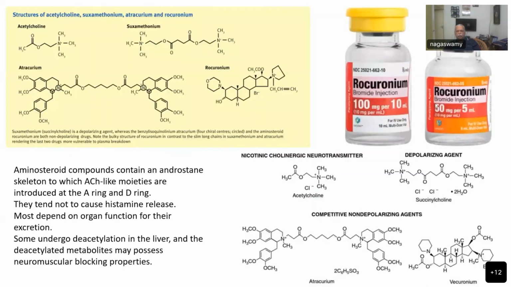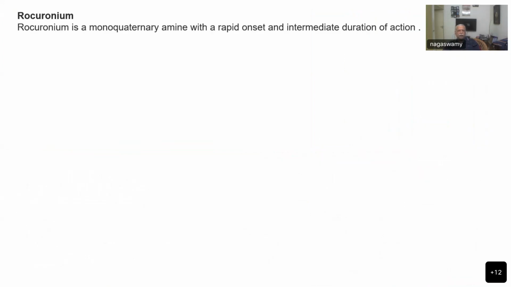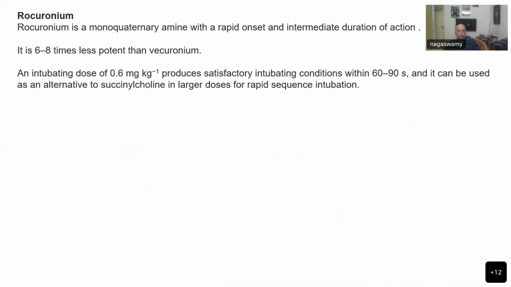And this is the presentation, as you said. This is a 10 milligram per ml vial. It comes in 10 ml or 5 ml vials, so the total amount is 50 milligram or 100 milligram in each vial. And it's a monoquaternary amine with a rapid onset, intermediate duration of action, 6 to 8 times less potent than rocuronium, which you mentioned. Intubating dose 0.6 milligram per kg, satisfactory intubating conditions in 60 to 90 seconds.